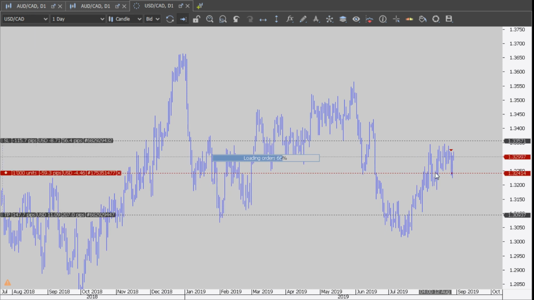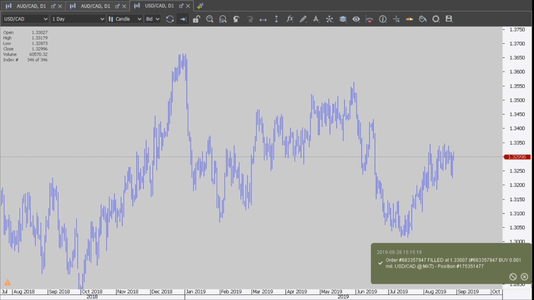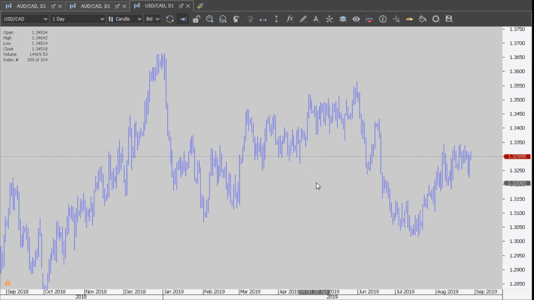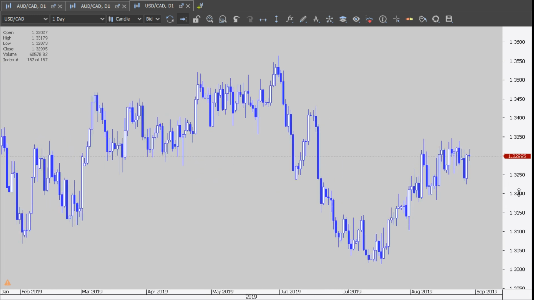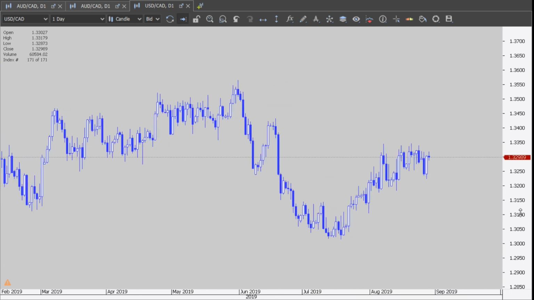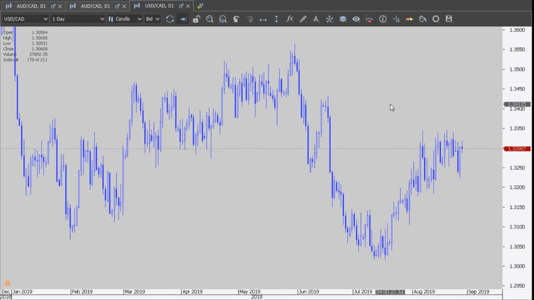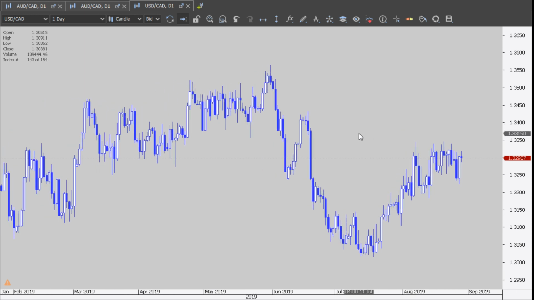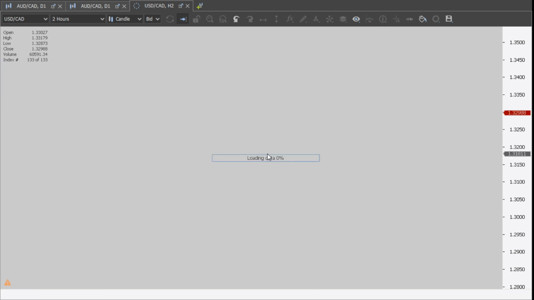Okay, let me close this. So this is the daily chart, everybody. And if you hear a sound, there is a construction building going near me. Okay, so this is the daily chart, and we are going to move to the 2-hour chart.